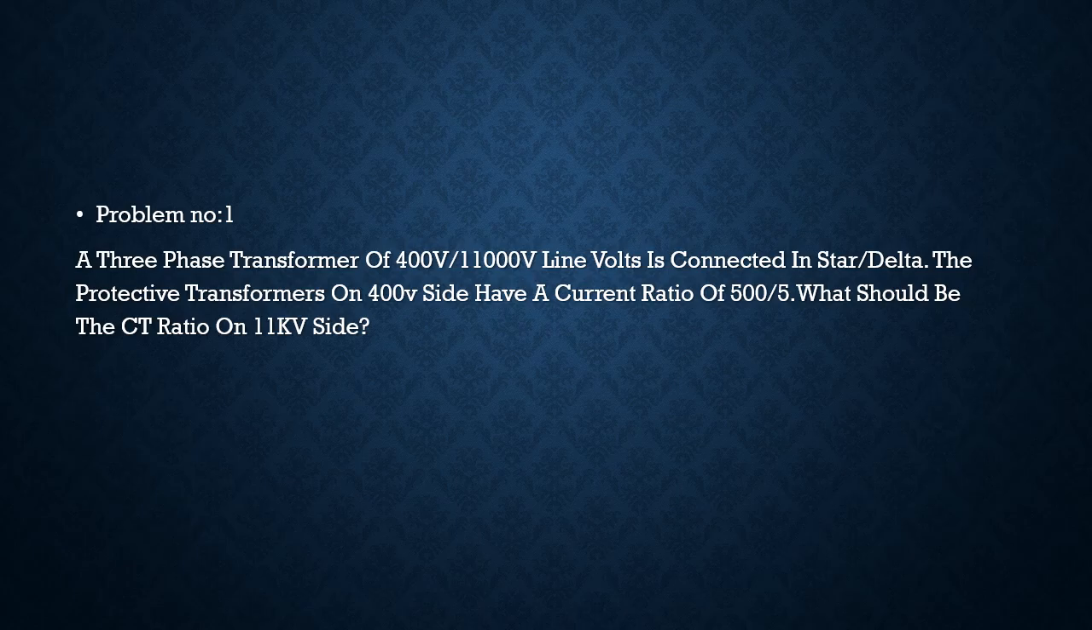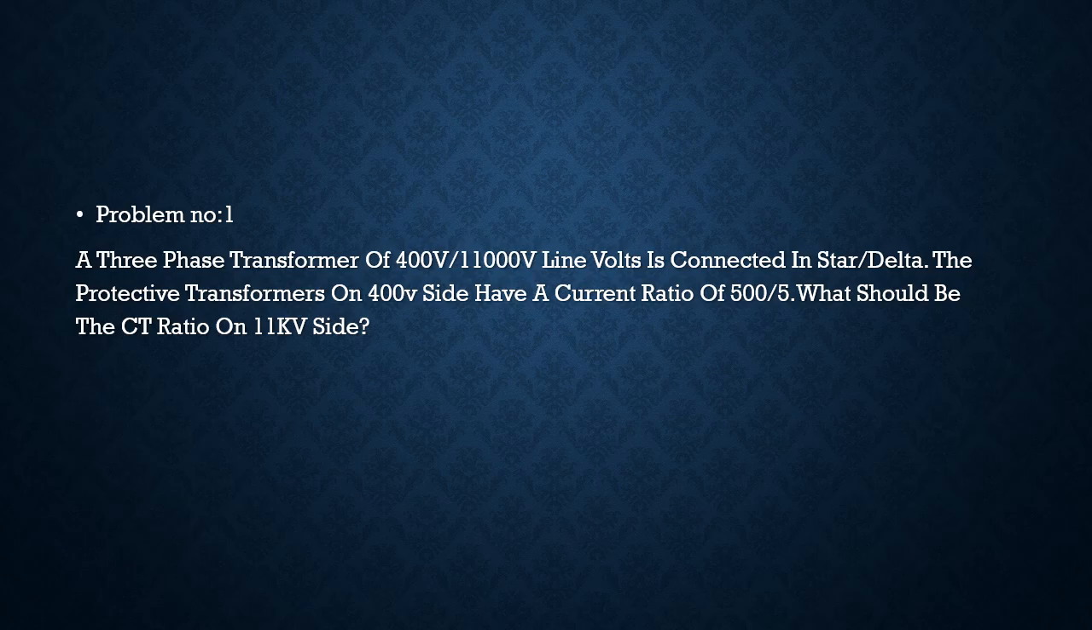Okay, so first analyze the given problem. The given transformer is a star delta transformer. The rating of the transformer is 400 volts by 11,000 volts, where 400 volts represents the LV side and 11,000 volts represents the HV side.